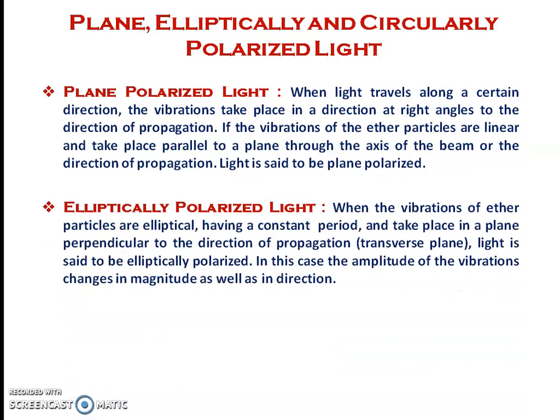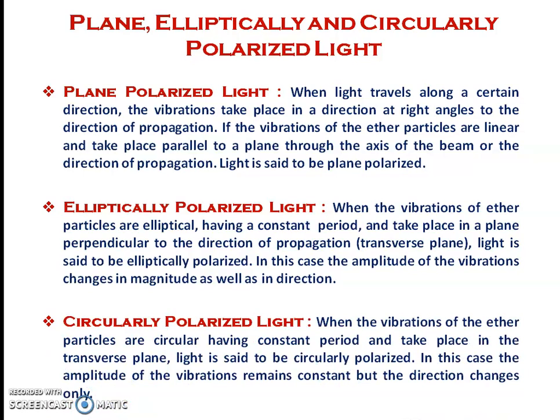Now, what is elliptically polarized light? Remember, when the vibrations of ether particles are elliptical, having a constant period and taking place in a plane which is perpendicular to the direction of propagation of light, it's said to be elliptically polarized light. In this case, the amplitude of the vibration changes in magnitude as well as in direction.